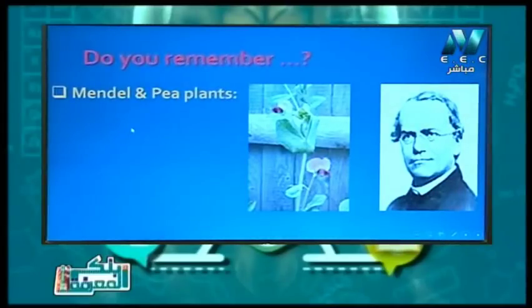So now we're going to move to the second part of lesson 1, chromosomes and genetic information, and we're going to start with Mendel's experiments. Mendel actually was the first scientist to put the foundation of the genetic science. So we can call him a pioneer in this field.